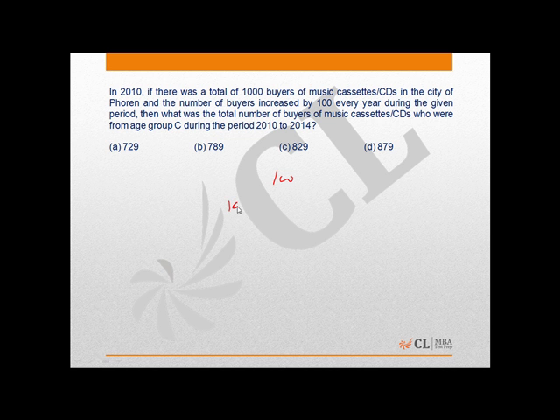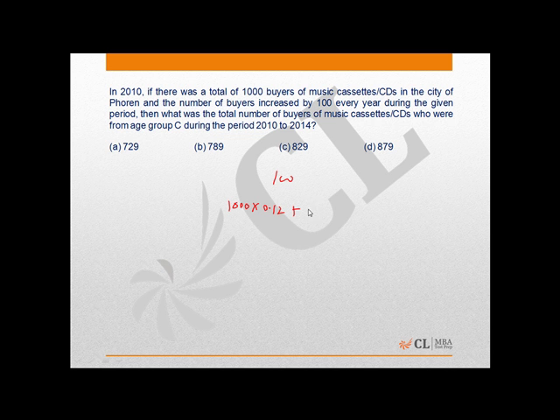In 2010, there was a total of 1000 people who bought cassettes or CDs, and out of these 1000 people, 12% were from age group C. So the total number of people who bought cassettes and CDs in 2010 and belong to age group C was 1000 into 12% of this quantity, which means 1000 into 0.12.